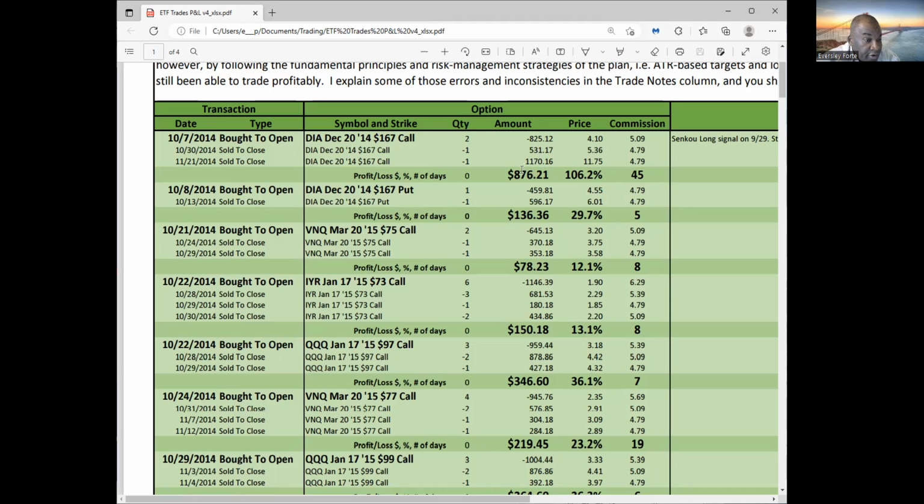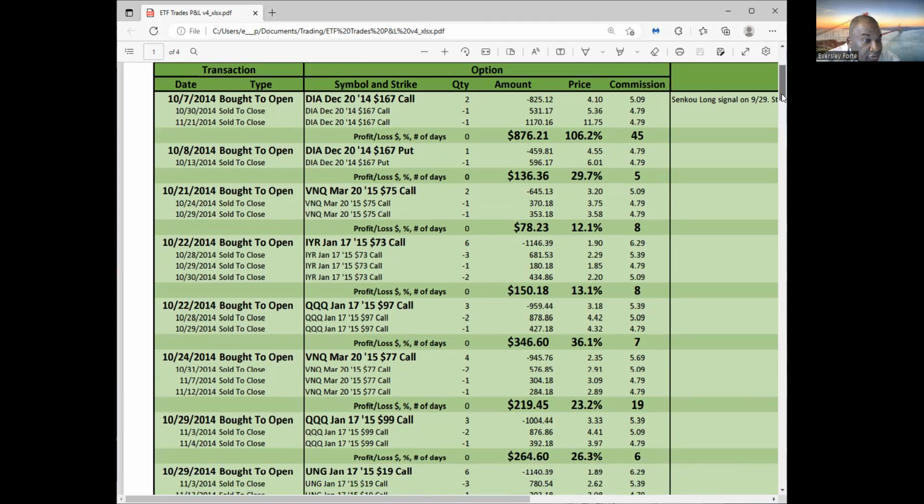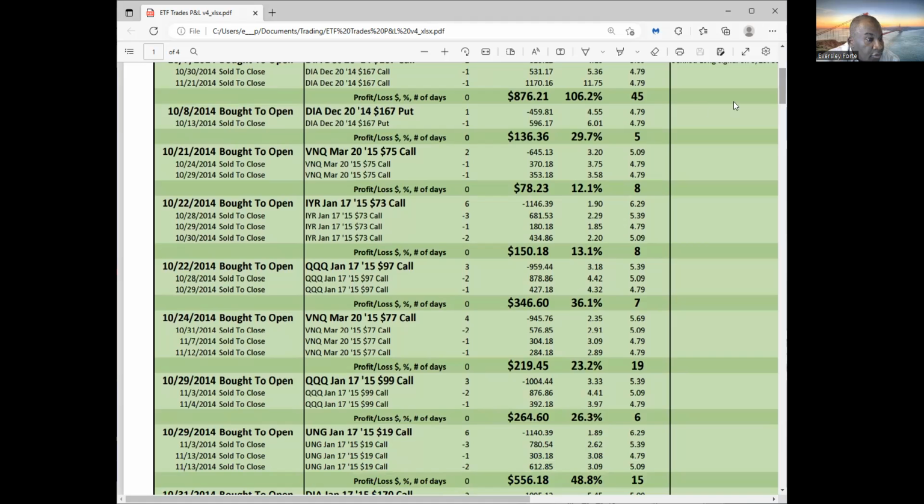So this was his very first trade. He had a 106% return, so he basically doubled his money, which was surprising to him, but it was a really good first trade. So how this goes on, this is actual dollars made, and this is the percent return on the trade. The percent return does not change.